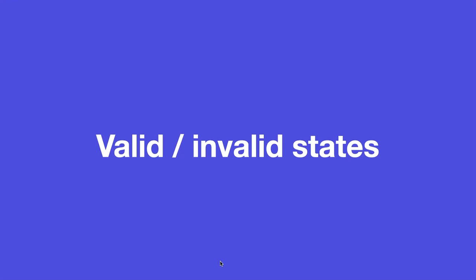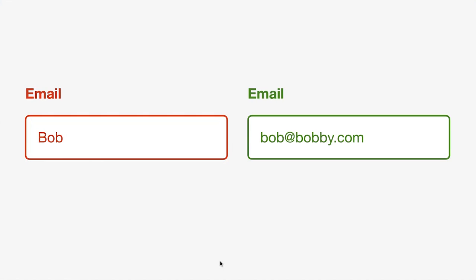And then let's take a quick look at valid and invalid states. This is when you have a field in a form and you want to signal that the field is incorrect, or in some cases, you want to signal that the field is correct.